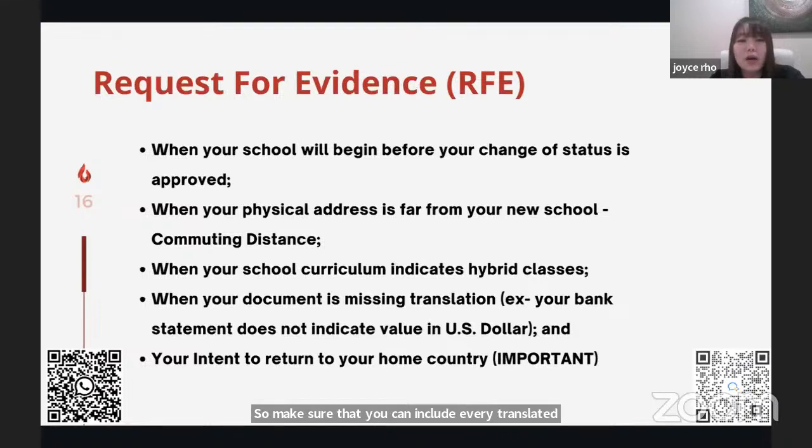And the last part is your intent to return to your home country. When people don't know about this importance and prepare a change of status package, I do see that people get RFEs for this factor a lot. So I want to emphasize again that you have to show your intent to return to your home country, and to do so, your strong ties to your home country. That is the evidence to prove this part. So don't forget to include those things.